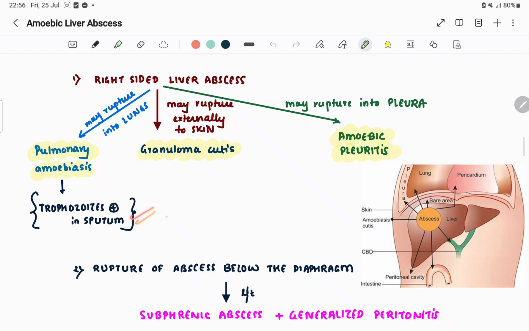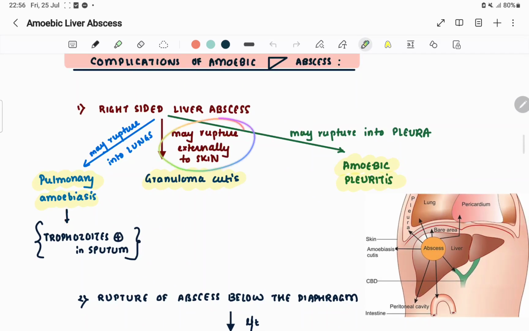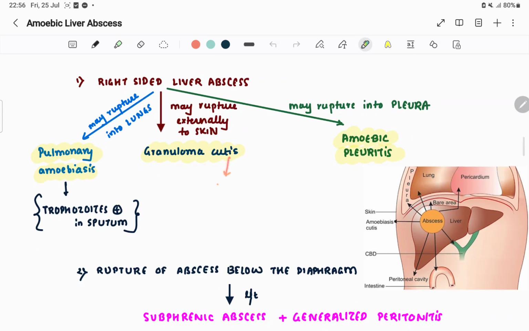That is, you will find trophozoites in the sputum. It may also rupture externally to the skin. If it is rupturing in the skin, then it will cause granuloma cutis. Cutis means skin.